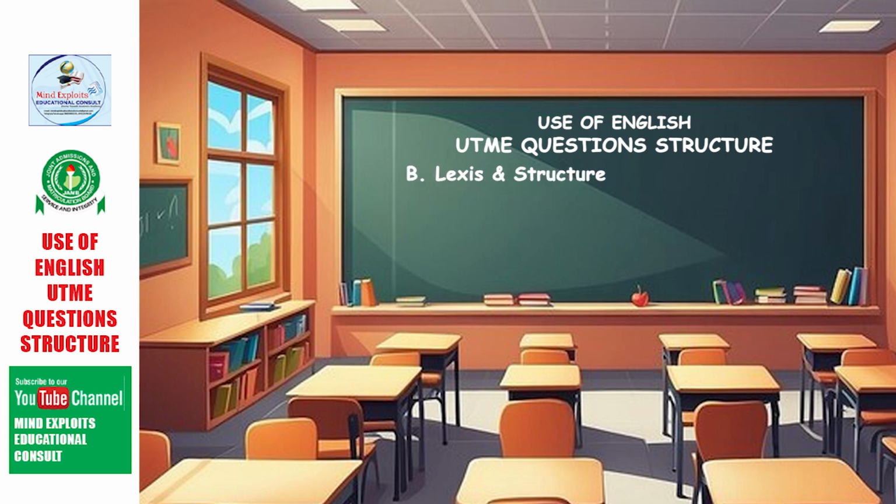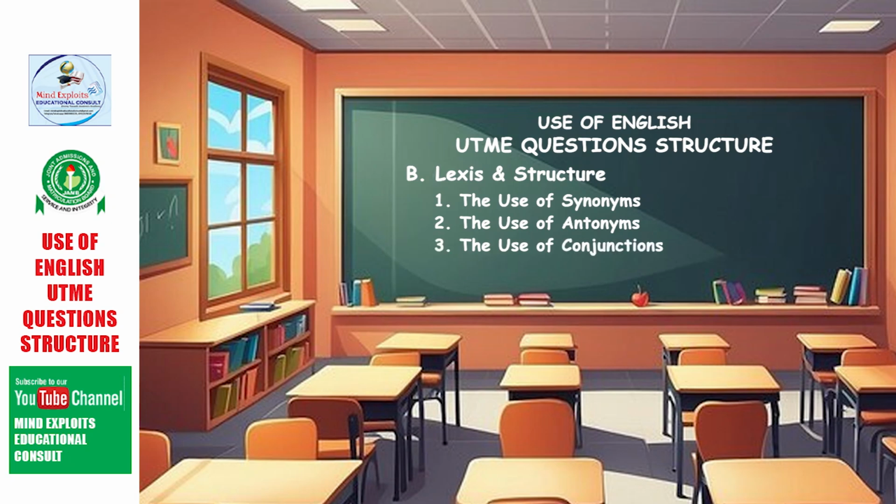Now, lexis and structure. In lexis and structure, we have different forms of questions. The use of synonyms. What are synonyms? Synonyms are words or phrases that have the same or nearly the same meaning as another word or phrase. When we have happy, we have excitement, joyous. And then we have the use of antonyms. An antonym is a word or phrase that has the opposite meaning of another word or phrase. Let's make use of the same word, happy. The opposite of the word happy is sad. So that is an example of antonym.